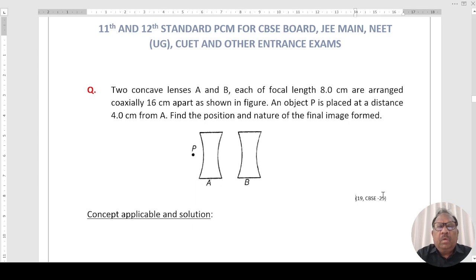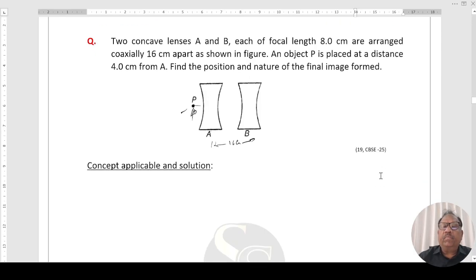Question is, two concave lenses A and B, each of focal length 8 cm, are arranged coaxially 16 cm apart. The distance between these two is given as 16 centimeters. An object P is placed at a distance 4 cm from A. Find the position and nature of the final image formed.